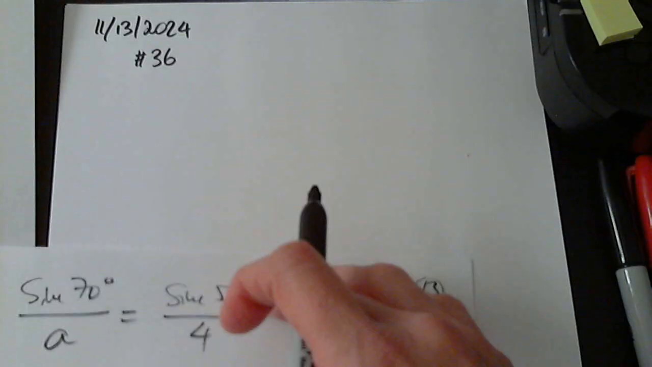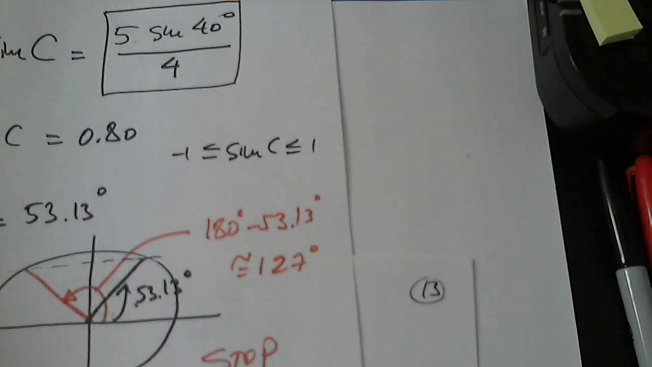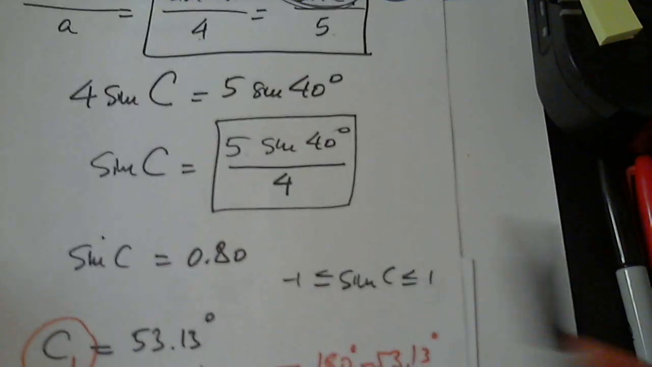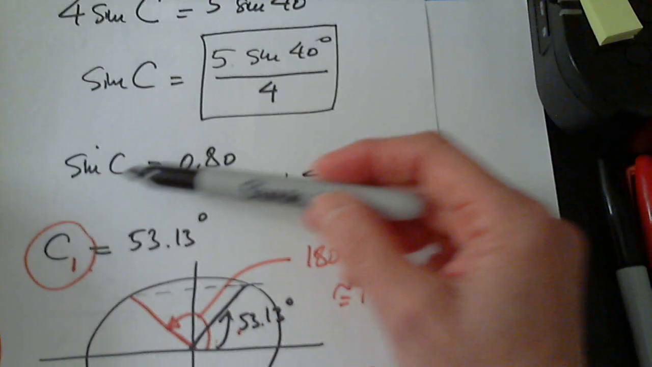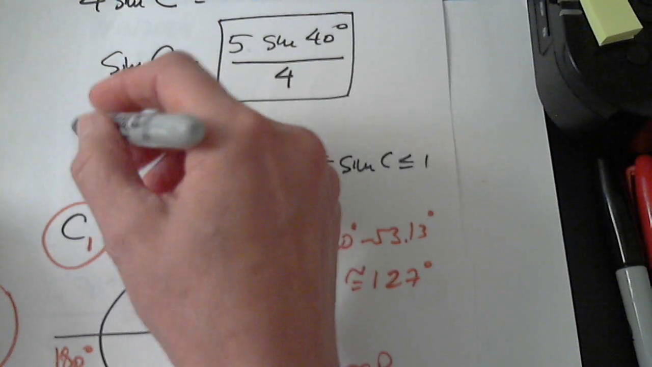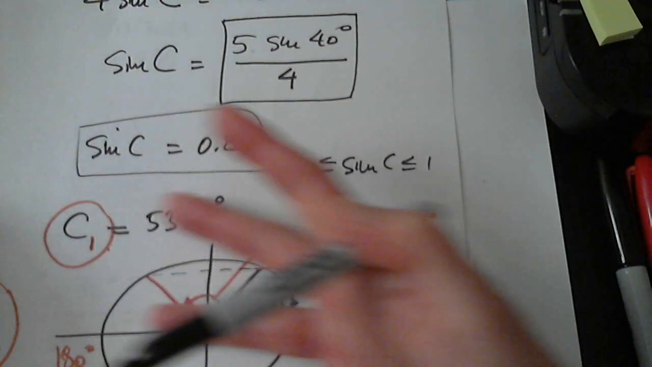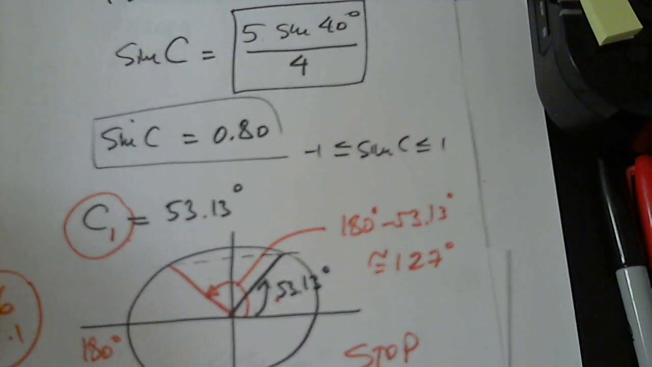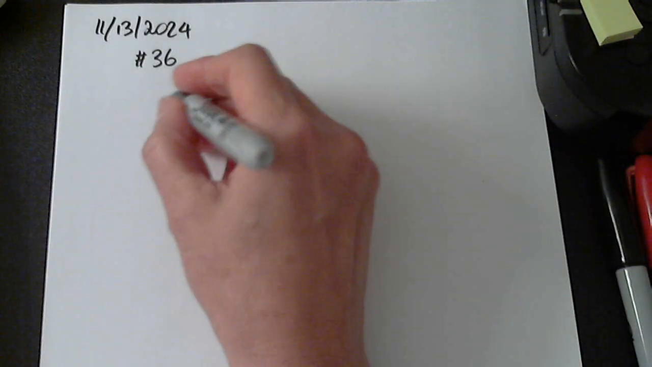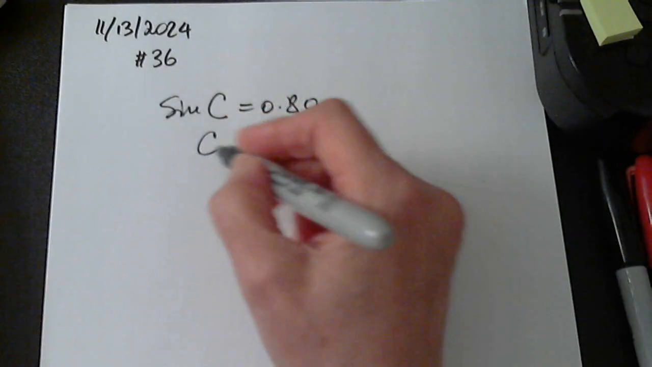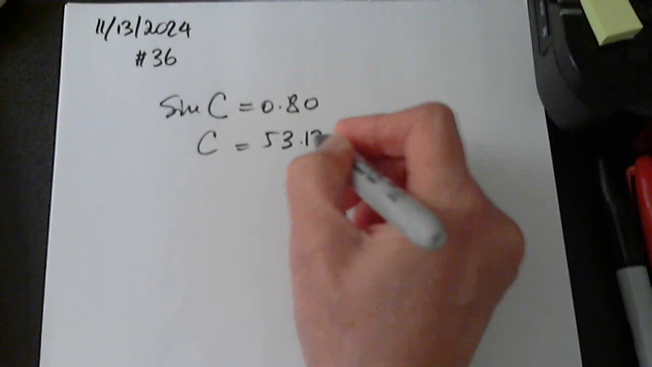So in 36, we had a triangle. We wrote law of sines because we were given at least an angle. And from here, we were able to determine sine C. So this is where I want to continue from. Forget about the rest because I need to explain this one more time. From law of sines, we found that sine C equals 0.80. We applied sine inverse to both sides, and we got that C equals 53.13 degrees.